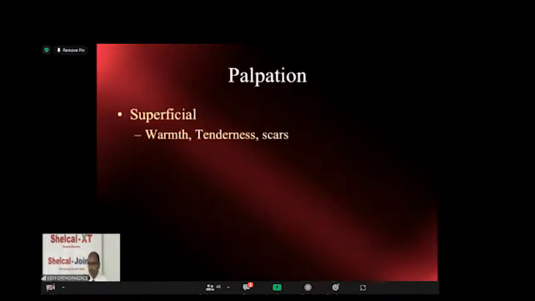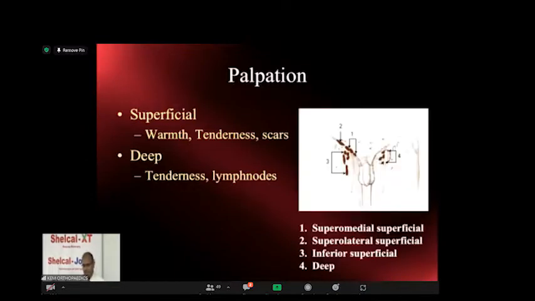Next we come to palpation. Remember, always tell first the local rise of temperature, then tenderness. That is the order. Don't just go on telling all the other things. First, there is no local rise of temperature. The anterior joint line is tender, like that. You should tell it like that. And then any scars or anything.